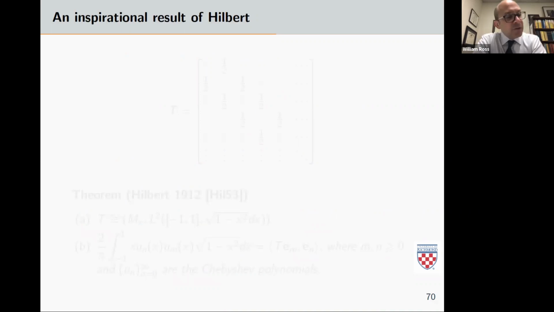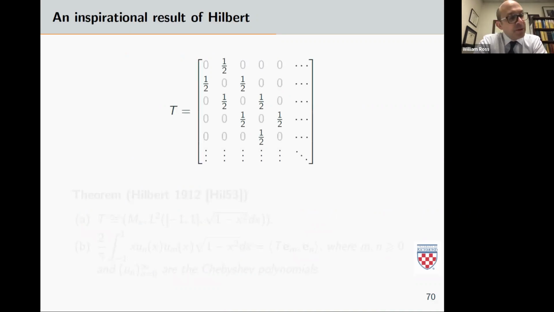All right, I will end this talk with an inspirational result of Hilbert, right? So if I look at this particular Toeplitz operator, it's a Toeplitz matrix, so it's a Toeplitz operator. And you can think about it in a number of ways. First of all, it's the average of the forward shift and the backward shift. It's also the Toeplitz operator with symbol being cosine theta. All right, so observe a couple of things. It's a self-adjoint matrix.